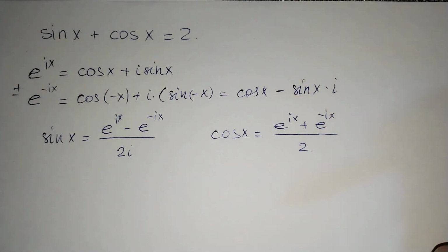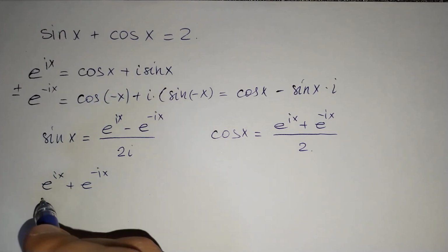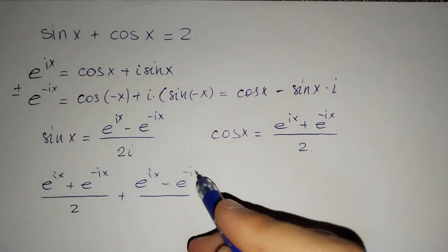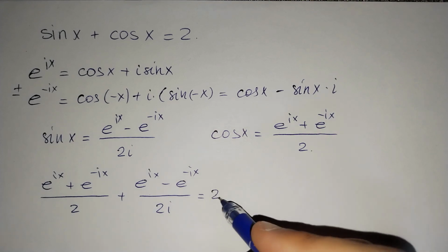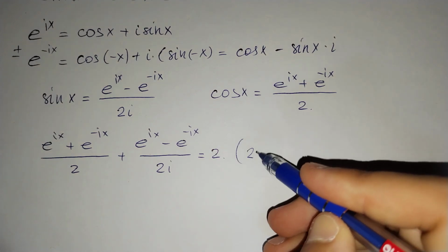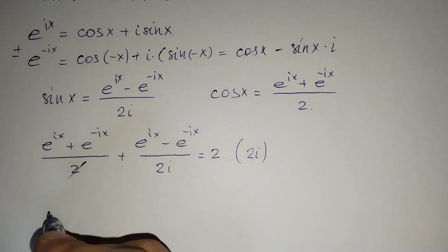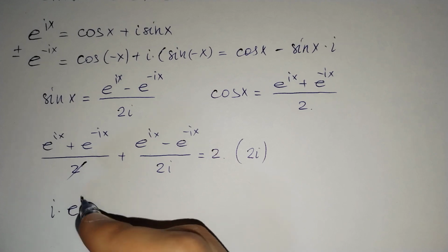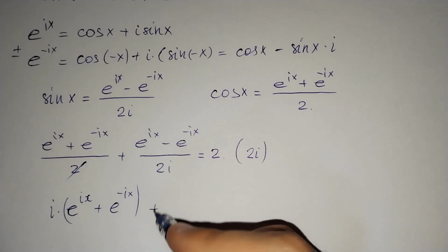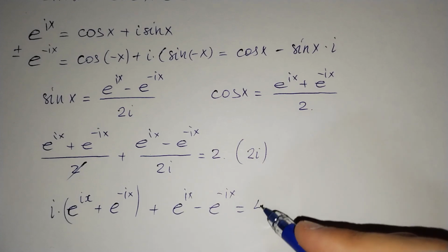And let's put this above. e power ix plus e power negative ix over 2 plus e power ix minus e power negative ix over 2i is equal to 2. Then if we multiply this equation by 2i, we have i times (e power ix plus e power negative ix) plus e power ix minus e power negative ix is equal to 4 times i.